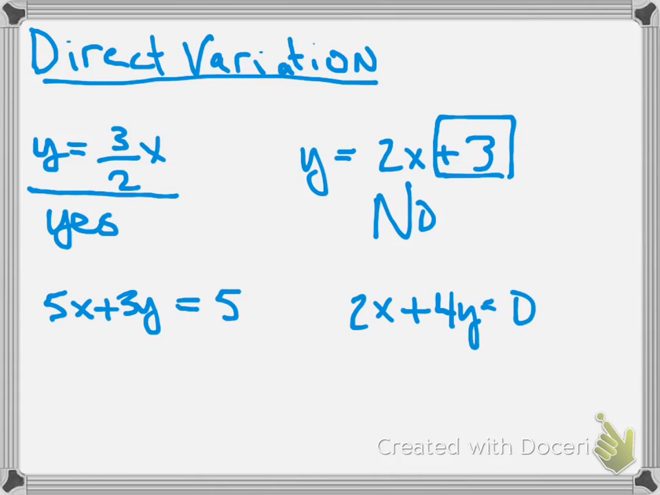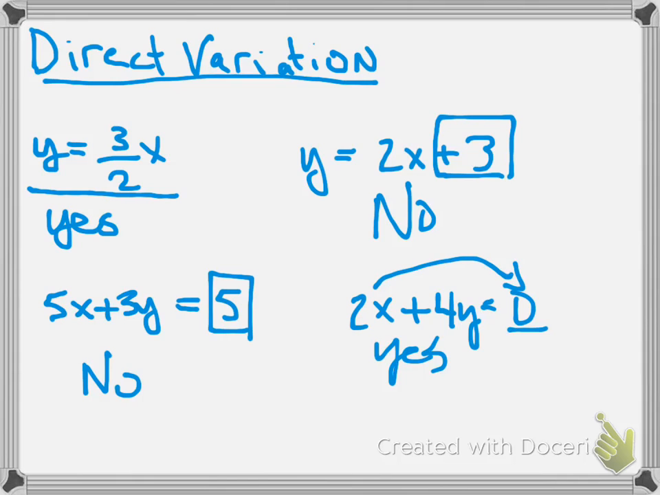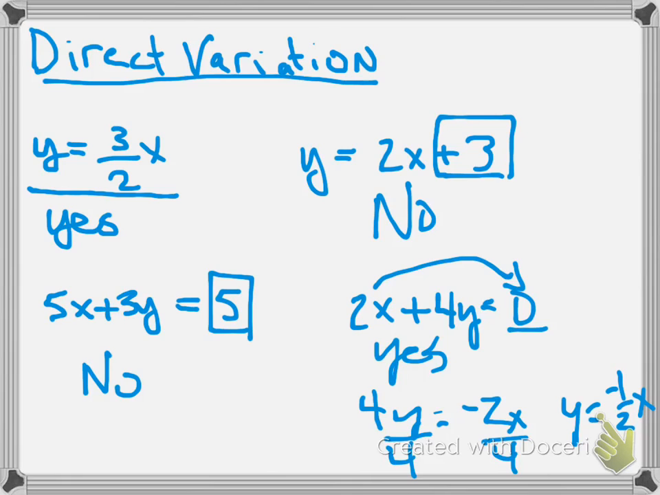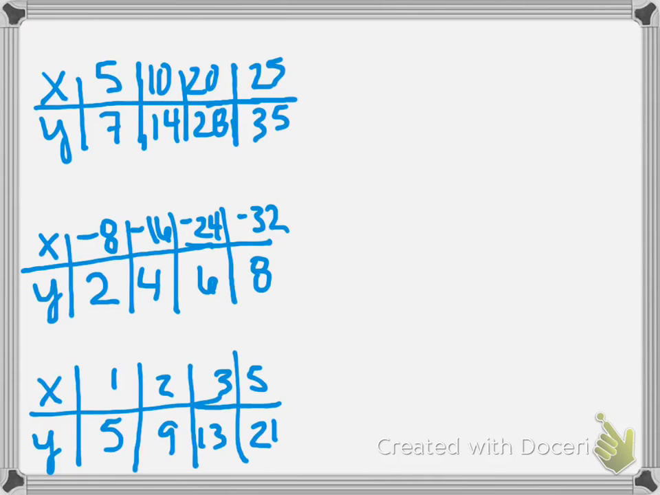When you look at something like this, and this again is referred to as standard form, if you have a number here, any number other than 0, it's a no. But if you have a 0, it's a yes. Because you could simply move this 2x over here and say 4y is equal to negative 2x, divide by 4, and you've got y is equal to negative 1/2 x. Okay, so you have to be able to look at those and be able to tell if they're a direct variation. Now what happens when you're looking at a table?